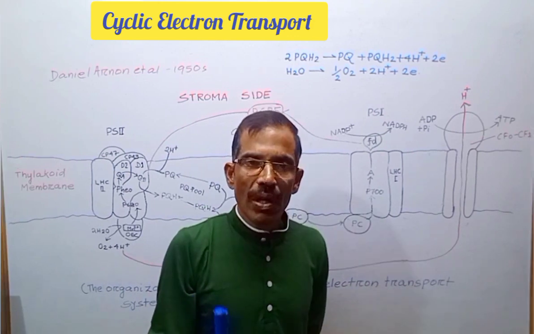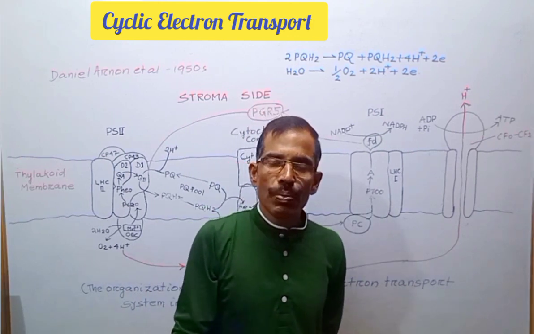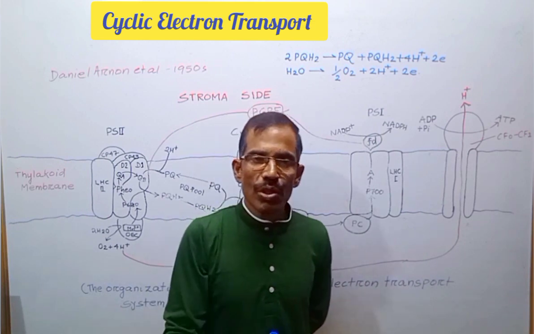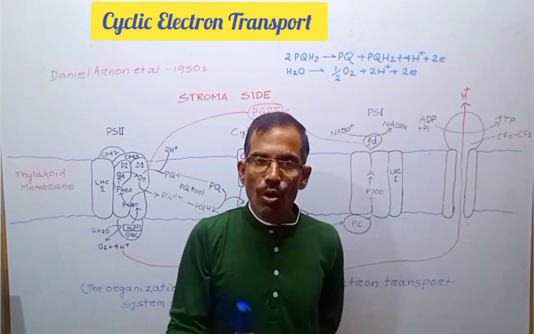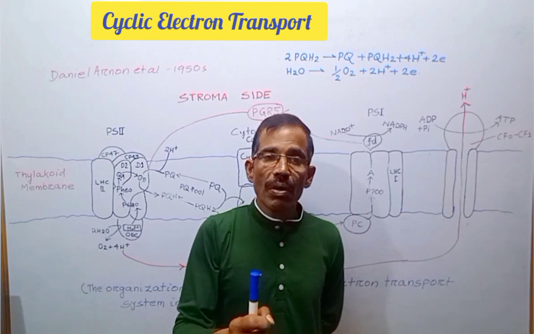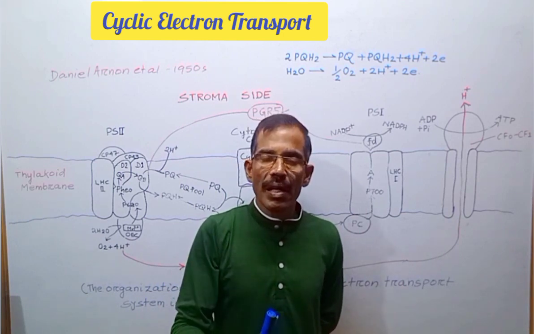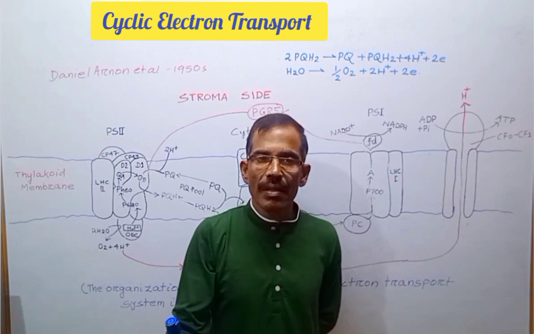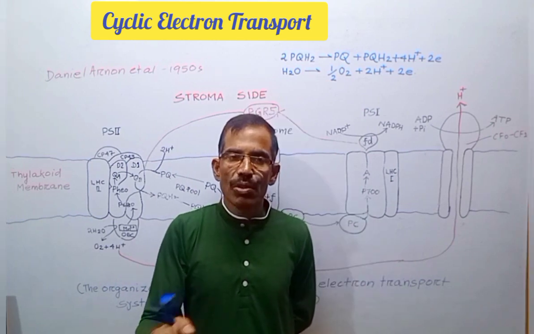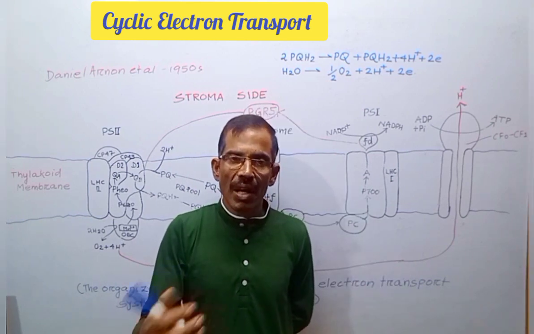It is thought that cyclic photophosphorylation is the source of ATP for chloroplast activities over and above that required in the carbon reduction cycle. So friends, this is all about cyclic electron transport.